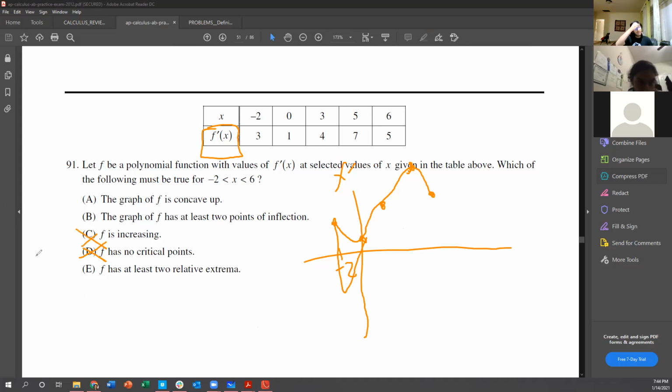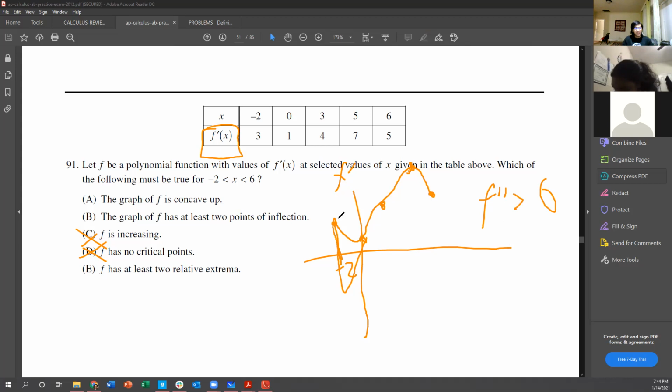The graph of f has at least 2 points of inflection. I want to look at that one last because that feels like it's a little bit more intensive. Graph of f is concave up. For f to be concave up, that means f double prime has to be greater than 0, which means the derivative of the derivative has to be greater than 0.